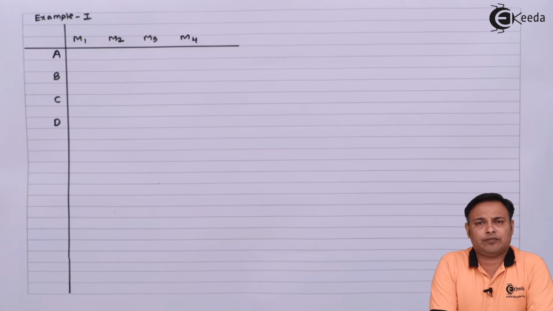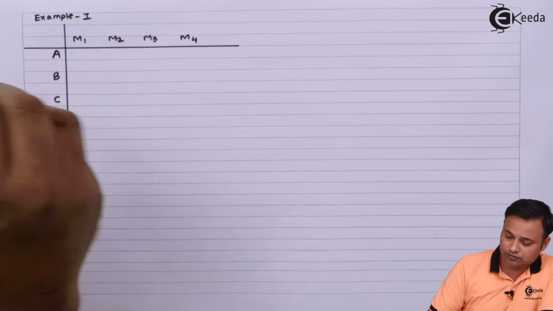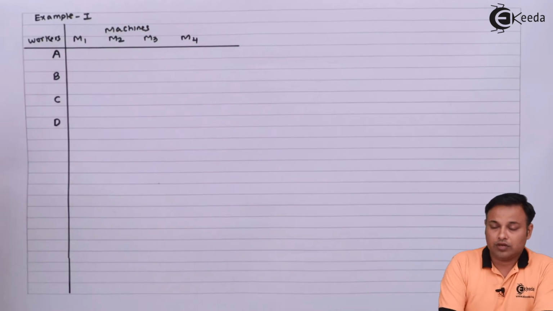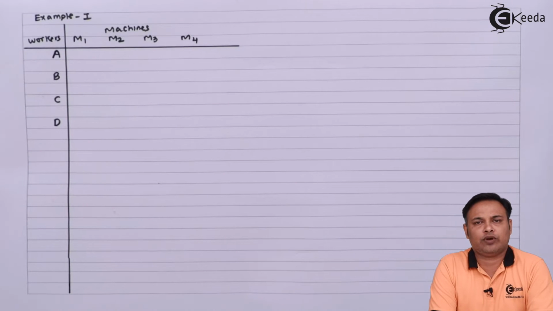Now this is my first example where I have got these 4 workers A, B, C and D. And I got 4 machines M1, M2, M3 and M4.